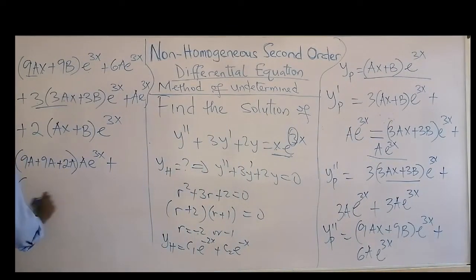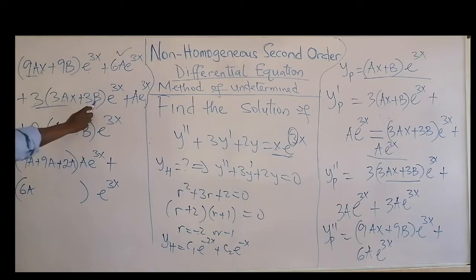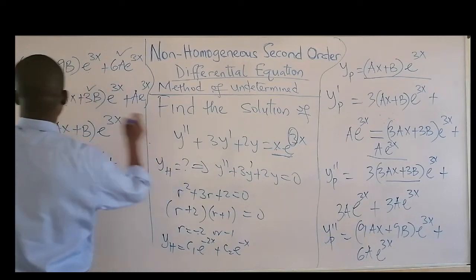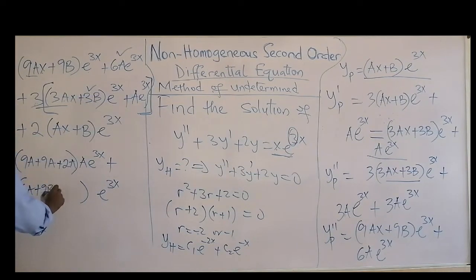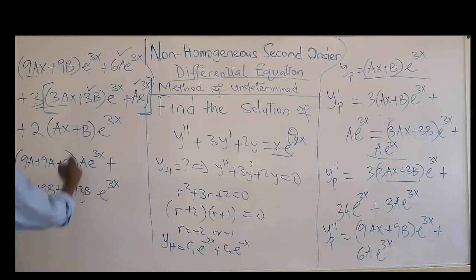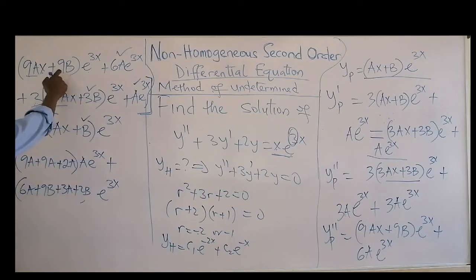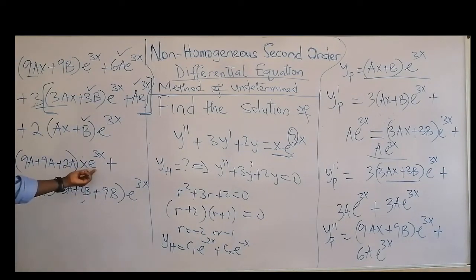Then the second thing is to collect the terms of e3x. Here we have 9b, here we have 6a, here 9b plus 9b. Here we need to be very careful. Open the bracket here for the first differential, and close the bracket, so you don't make mistakes. Here is 3 times this, so plus 3a, plus 3a. Then plus 2 times b, plus 2b, then plus 9b, e3x.